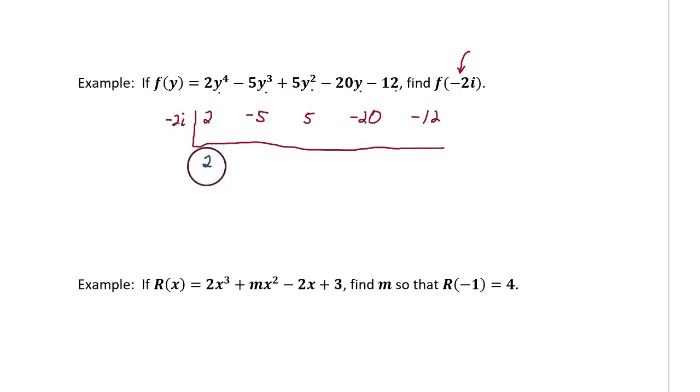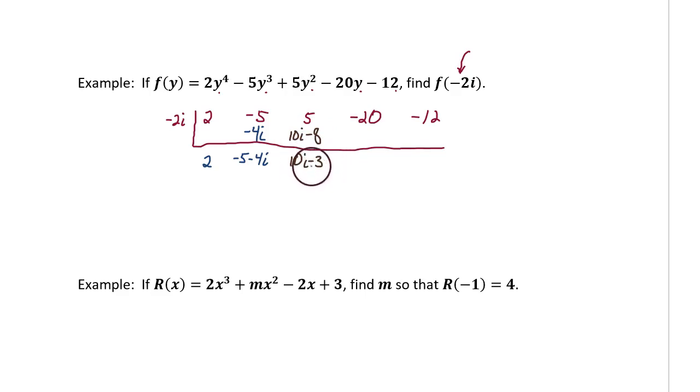Then multiply these together. 2 times negative 2i is negative 4i. Now add these. It makes negative 5 minus 4i. Now multiply this to the negative 2i. So negative 5 times negative 2i is positive 10i. Negative 4i times negative 2i is positive 8i squared. But i squared is negative 1, so 8 times negative 1 is negative 8. Then add these together. So this is 10i minus 3.